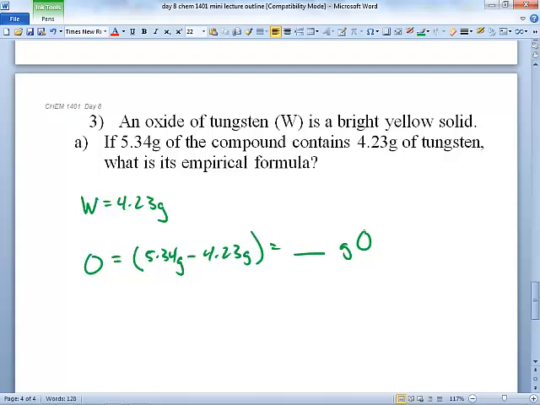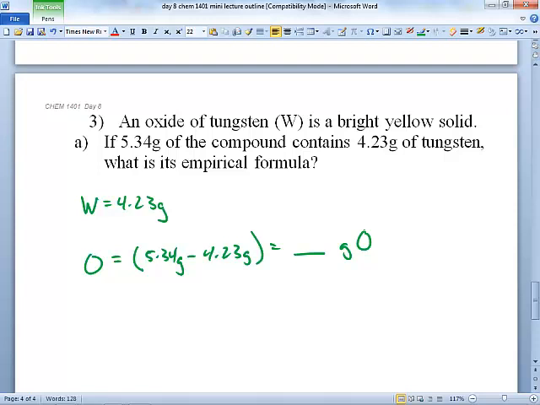Okay, we have a few more minutes. See if you can get this next one started. See if you can get this tungsten problem started. See if you can get that empirical formula. So you got the grams of tungsten, good, and the grams of oxygen. So now we're kind of in that game plan. We're at the part where we already have the grams. Now we have to convert to moles, then divide by the smallest.